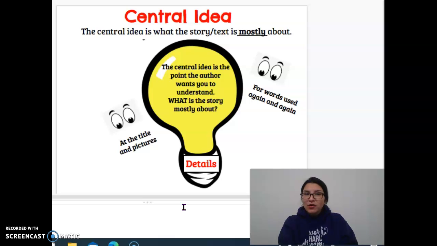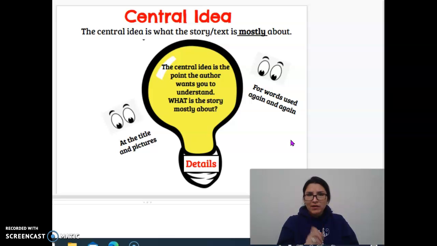Okay, so all informational texts have a central idea that the author wants you, the reader, to take away from reading the text. So when we do that, we need to look at the title, the pictures, and words that are used over and over again. We also pay attention to the details. So before we look at some examples to see if we can figure out the central idea, what is informational text?